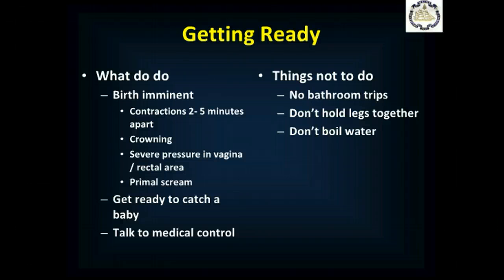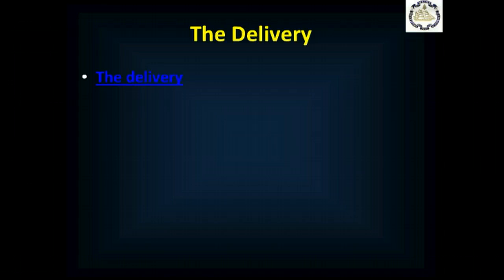You want to talk to medical control if you have time. Don't let mom go to the bathroom. Don't tell her to hold her legs together. The baby's coming. And don't boil water. All your equipment should be sterile. Be sure to follow the link on the page in the module at the end of this session to watch a delivery.